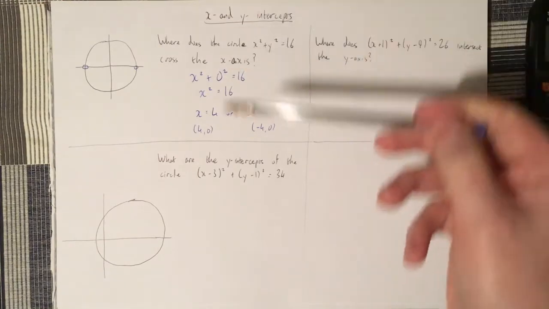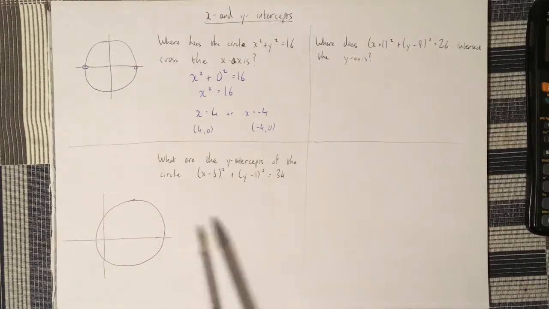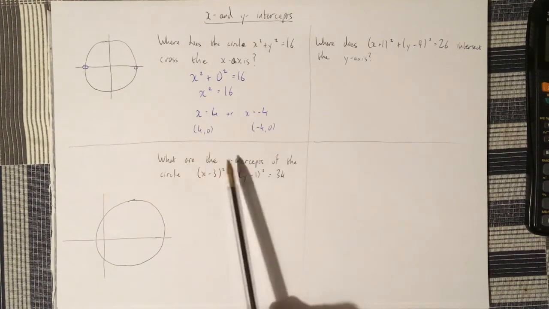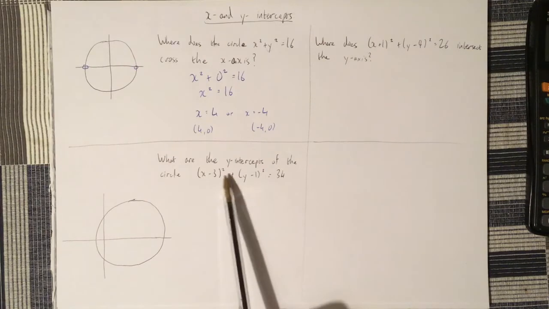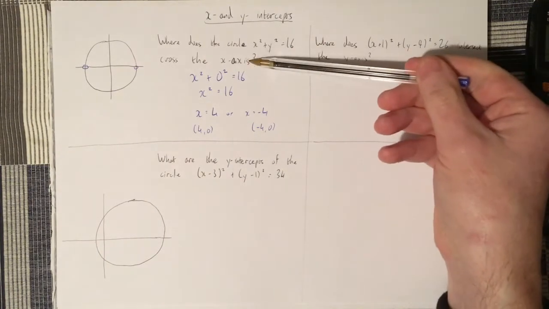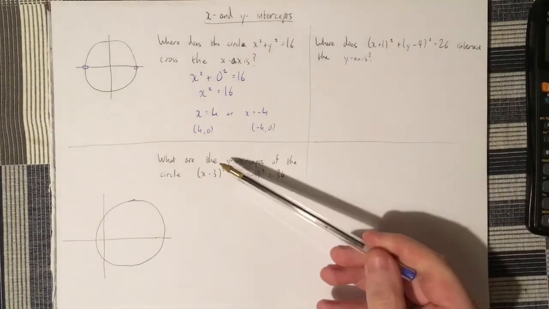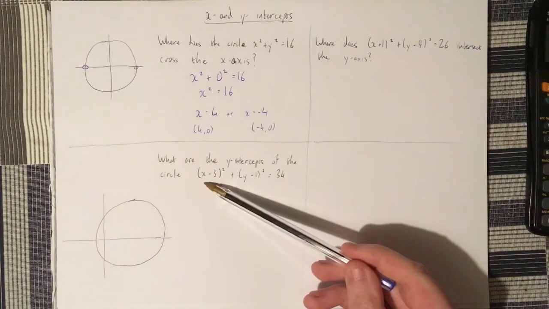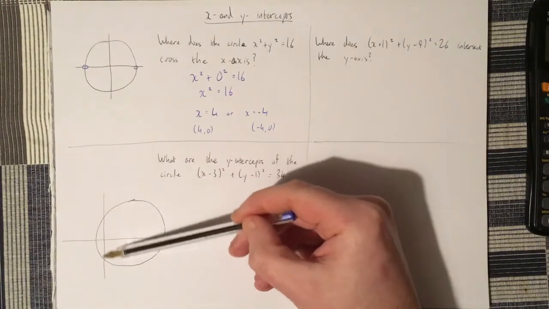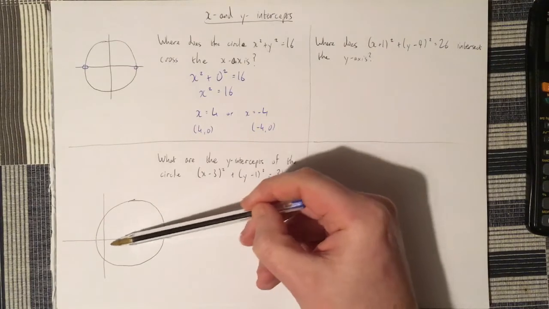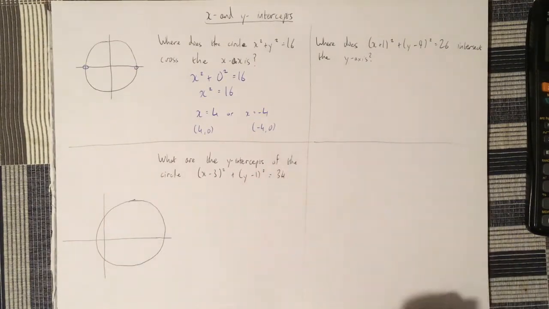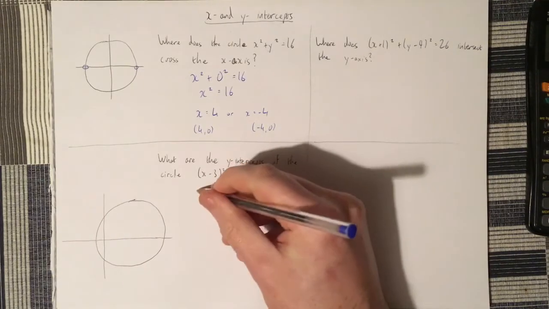All right. A slightly trickier example is when it's a non-0, 0 centered circle, like something down here. And we're asked, what are the y-intercepts of the circle x minus 3 squared plus y minus 1 squared equals 34? If it crosses the x-axis where y is 0, it must cross the y-axis where x is 0. So this is the y-axis. It crosses the y-axis where it's not to the left or right, it hasn't gone into the positive x's or the negative x's, so x is equal to 0. So sub 0 in for x.